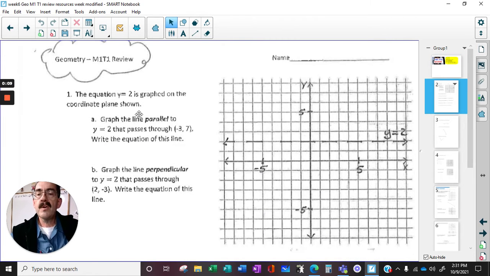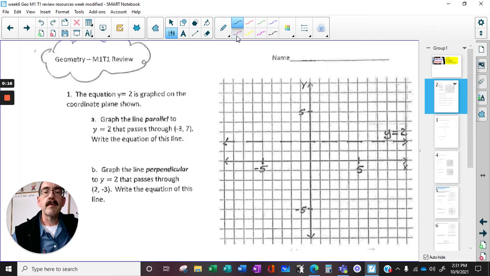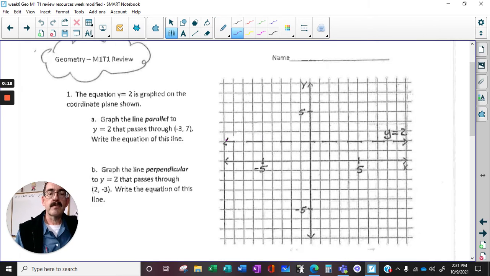Alright, the equation y equals 2 is graphed. Okay, so let's see if we can see that. Grab our little purple here. Let's just go across. Okay, there's y equals 2.